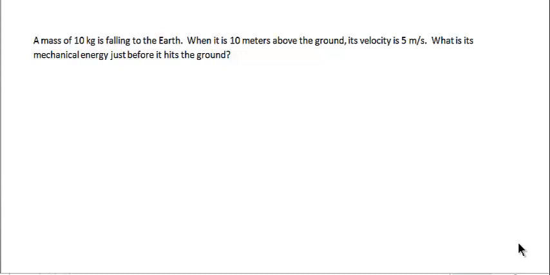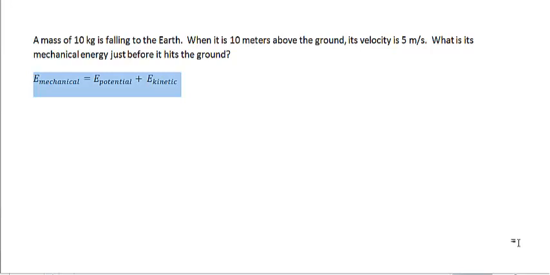A mass of 10 kilograms is falling to the earth. When it is 10 meters above the ground, its velocity is 5 meters per second. What is its mechanical energy just before it hits the ground? Key to understanding this is mechanical energy, which of course is made up of potential energy plus kinetic energy. That number is the same everywhere for a given object, assuming there is no friction.